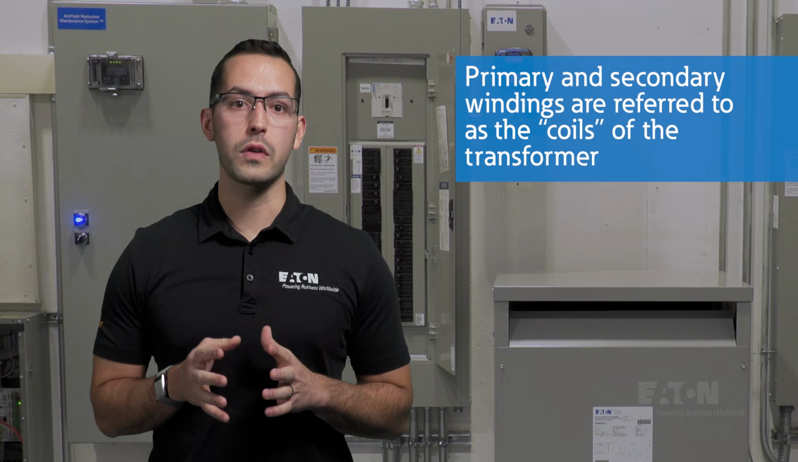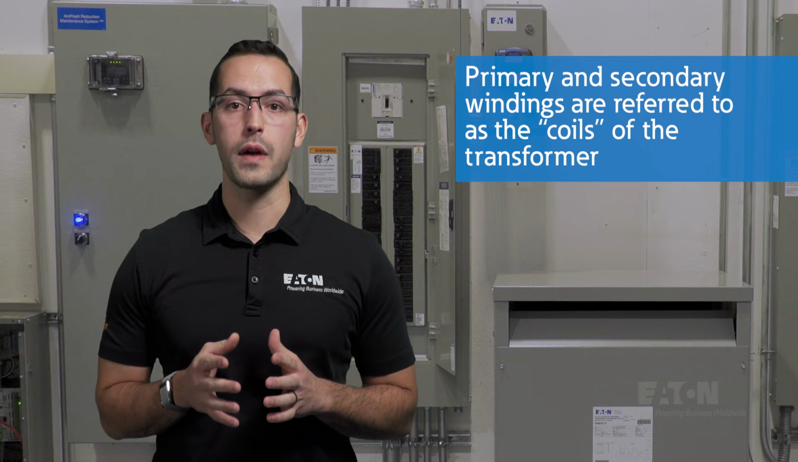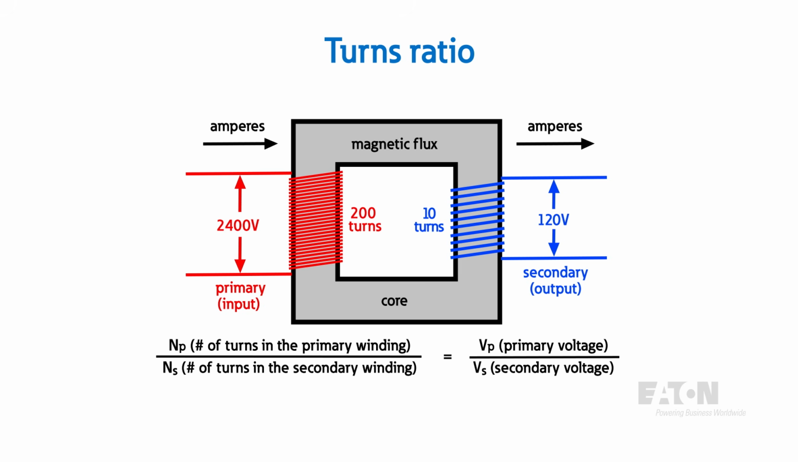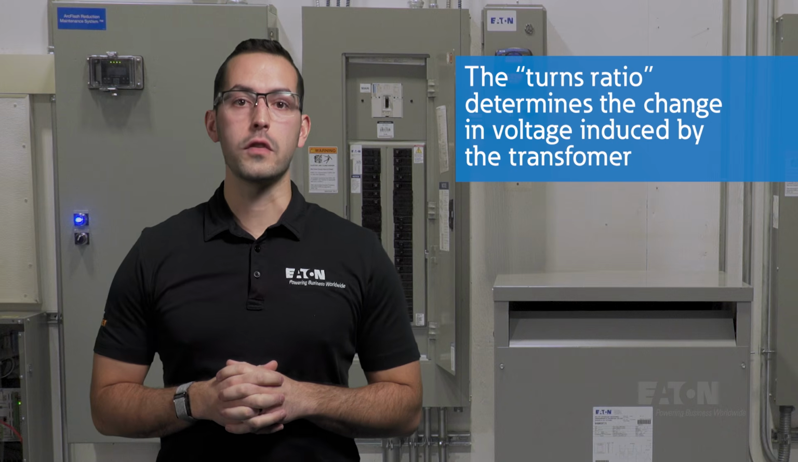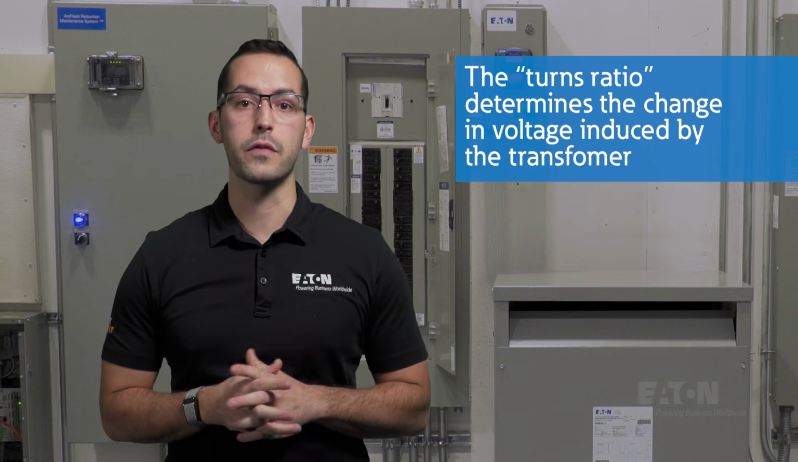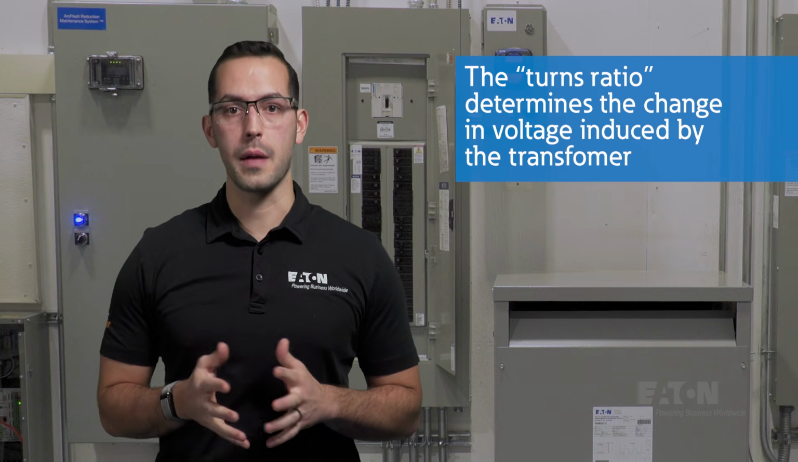The term used to describe the number of times the coil is wrapped around the core steel in each winding is turns. Typically, the number of turns that the primary coil is wrapped around the core steel will be different than the number of turns that the secondary coil is wrapped around the core steel. Comparing the primary turns to the secondary turns will provide you with the turns ratio. The turns ratio determines the voltage that will be induced on the secondary winding for a given voltage that is applied on the primary winding.